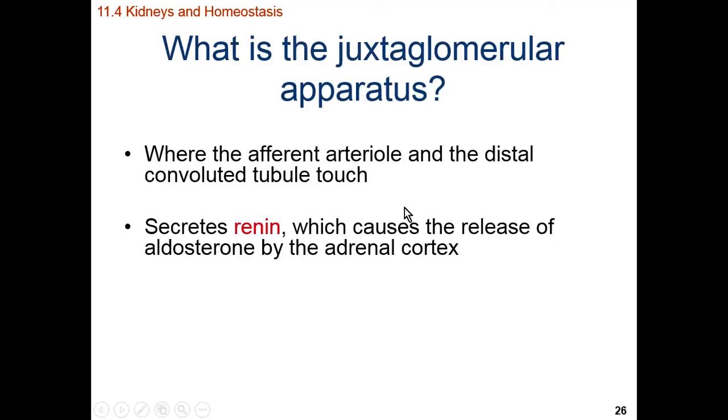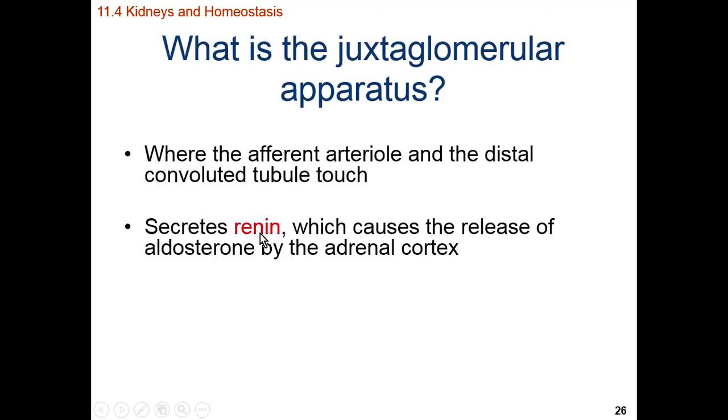This is a structure that occurs right where blood is going into the glomerulus and then coming out of the glomerulus, or passing by the glomerulus. So we have the afferent arteriole carrying blood into the glomerulus, and then we have the distal convoluted tubule that touches up against this afferent arteriole. And what does the juxtaglomerular apparatus do? It will regulate blood pressure by secreting renin.